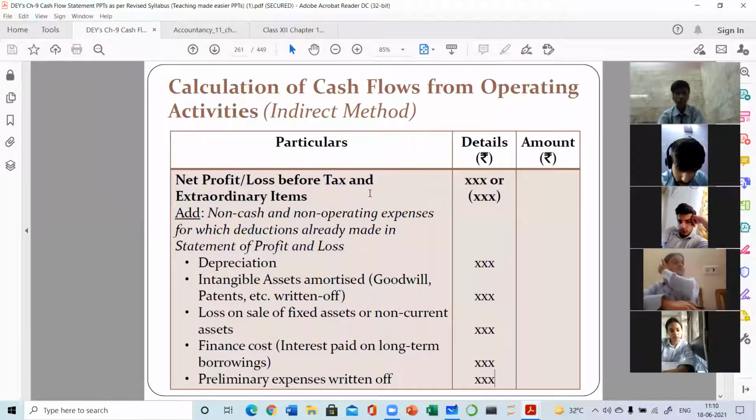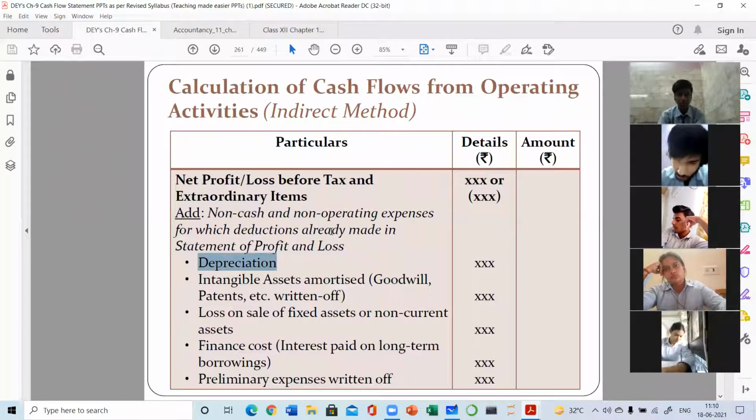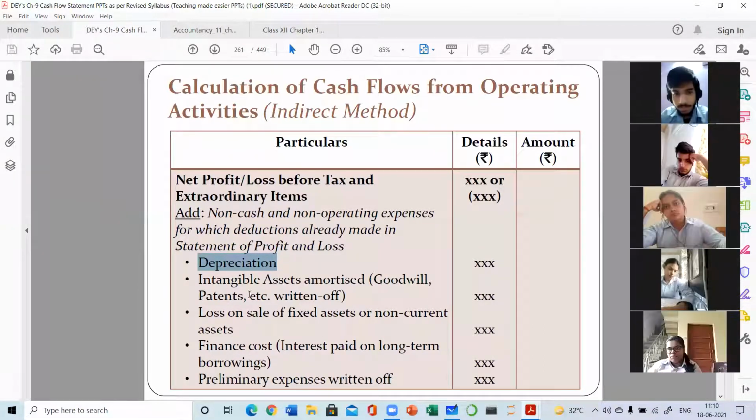So first of all, we are going to write the outcome of the previously done topic, profit or loss before tax and extraordinary item. Then add all the non-cash expenses and non-operating expenses. What are the examples? And you can change the sequence of these examples here. It is not necessary that the same sequence you need to follow. Clear? So first is the depreciation. It is the non-cash expense.